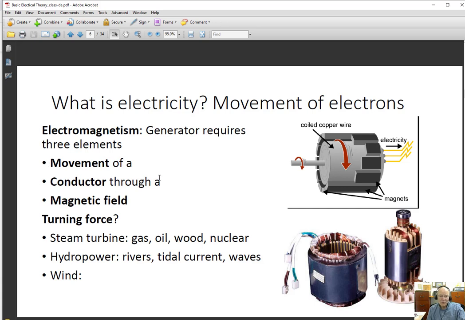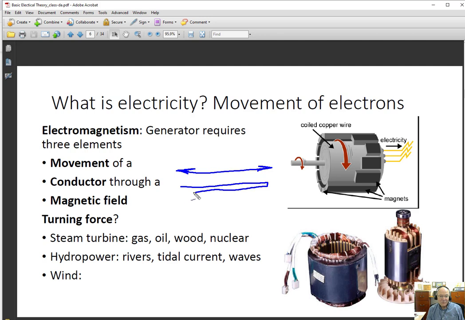You have three elements and you can move electrons. First, you have movement, because you can't move electrons without moving something. What you have to move is a conductor through a magnetic field, or a magnetic field around a conductor, either one. But you need movement, something that will conduct electricity, and a magnetic field. Now, the way that's generated normally, and it doesn't have to be a rotational movement, it can be a linear movement.